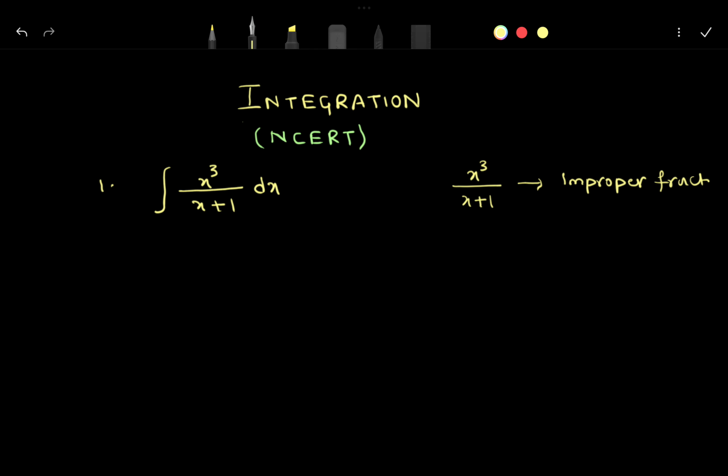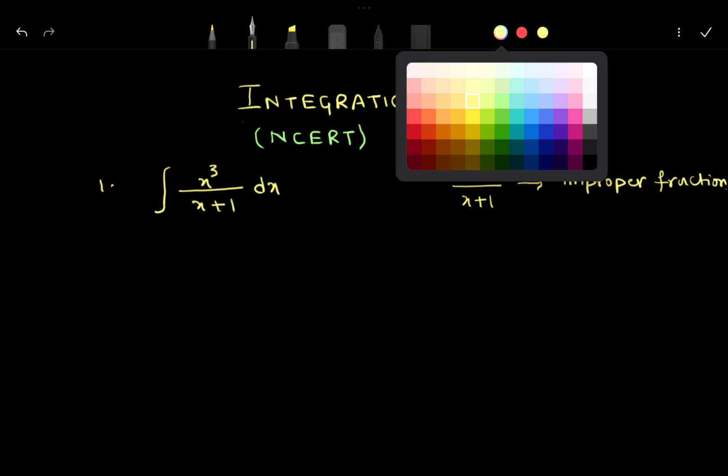So whenever improper fractions are given, you convert them into proper fractions. What is meant by a proper fraction? The degree of the numerator is less than the degree of the denominator. So how can we do this?